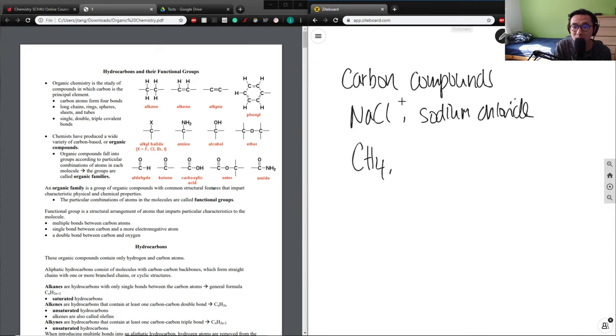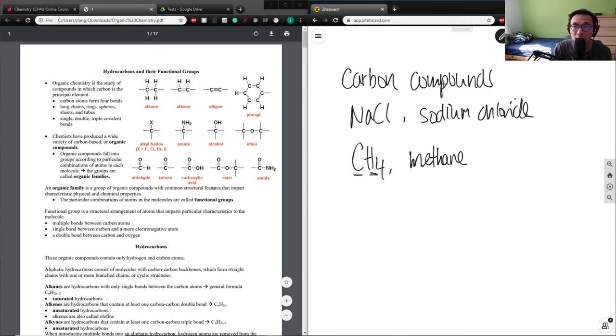Now, this is a carbon-based compound. It has the C, and H's are also a good indicator that it's a carbon-based compound. So as long as it has carbons and hydrogens, this compound is going to be organic. You can think about organic as what you buy at the store. Oh, it's organic. It exists only with carbon. So that's how I think about things.